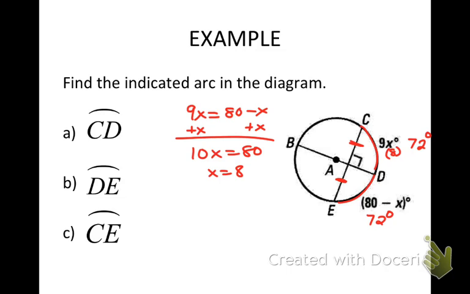All right, so what's the measure of arc CD? Sure. So we said CD is 72 degrees. What would be DE? 72 degrees. C to E would be how many degrees? Yeah, 72 plus 72, right? So 72 plus 72, which is 144 degrees.